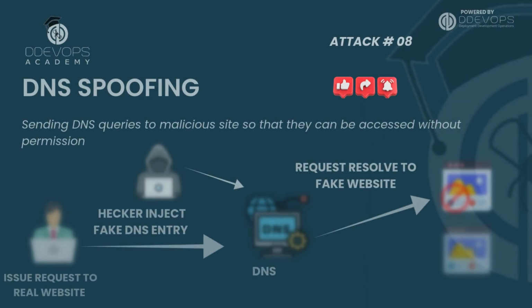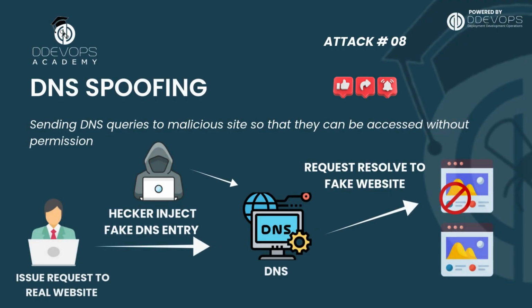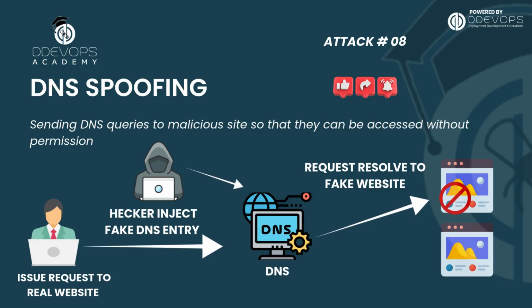DNS spoofing is a type of cyber attack where hackers insert fake DNS records to redirect users from legitimate websites to malicious ones. When a user tries to visit a trusted site, the altered DNS entry sends their request to a fake website instead. This allows attackers to steal sensitive data, such as login credentials or financial details. DNS spoofing is dangerous because it looks like the real site, making it hard for victims to detect the fraud.